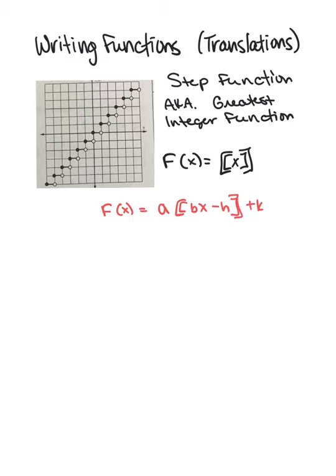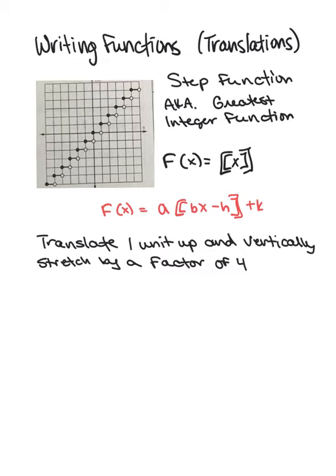And everything is the same thing. A is going to be your vertical compression or stretch and your reflection over your x-axis. B is your horizontal stretch and compression, your reflection over your y-axis. H is your horizontal shift, so left and right. And K is your vertical shift, so that's your up and down.